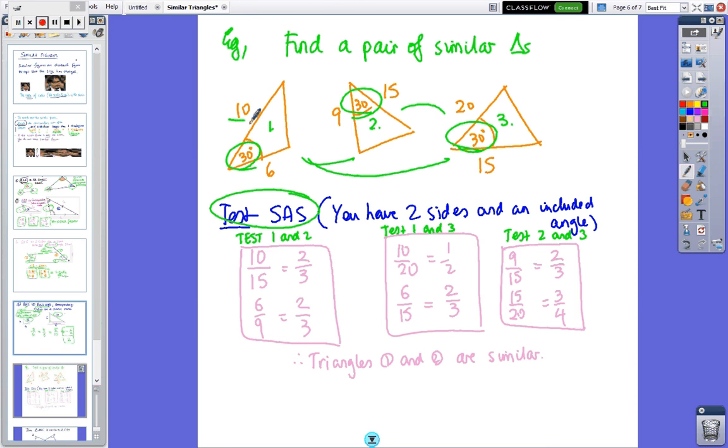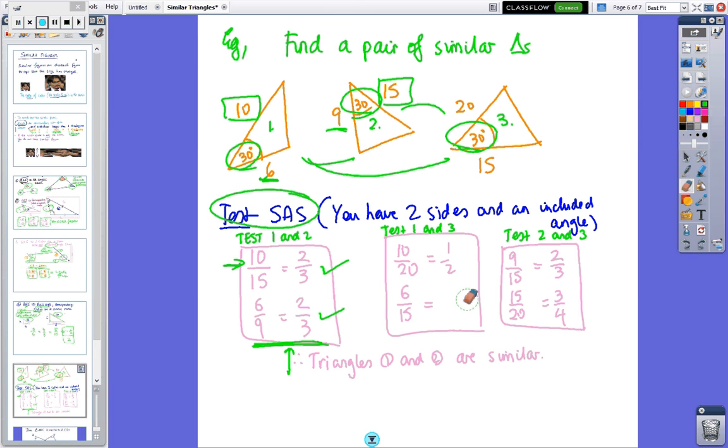Now what we're doing is we look at the number 10, which is the biggest number, and the number 15, so 10 over 15 equals 2/3, and then 6 over 9 equals 2/3. So they're the same numbers, so those triangles are similar. Okay. Looking at the next ones, I've made a mistake, and I'm going to rub that out there.